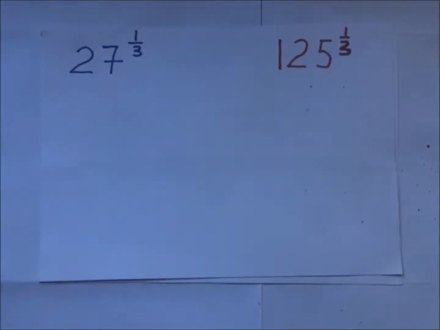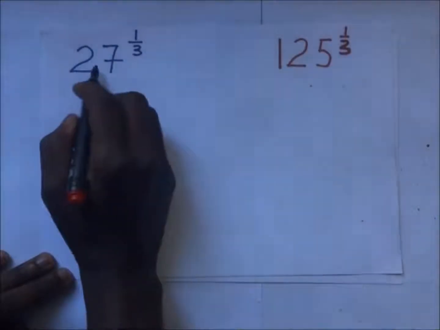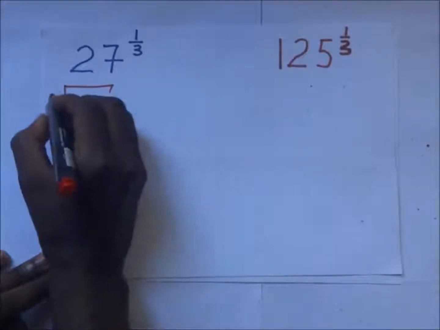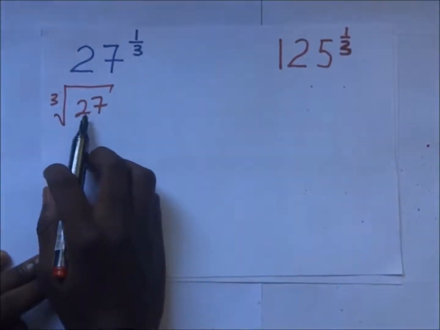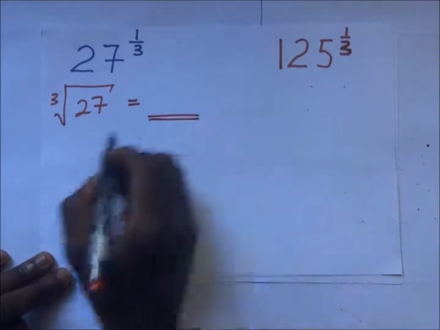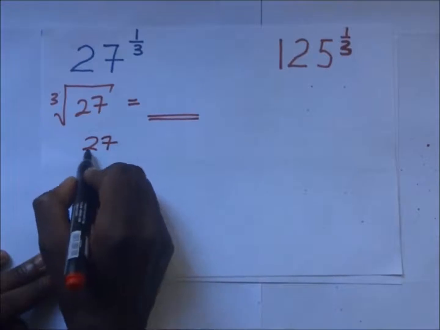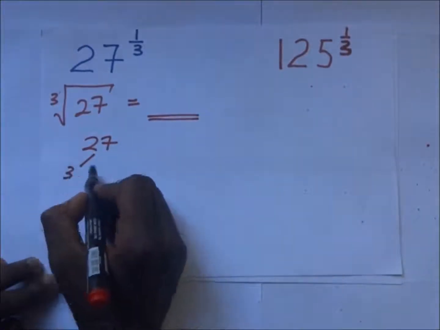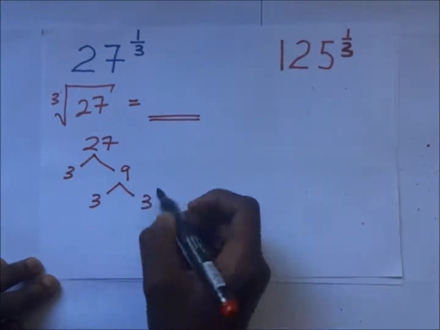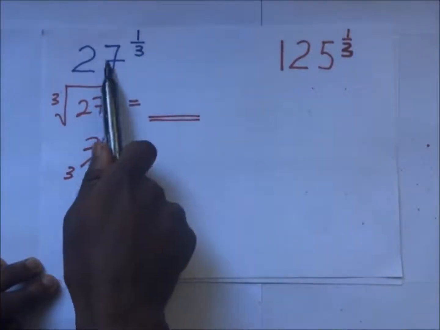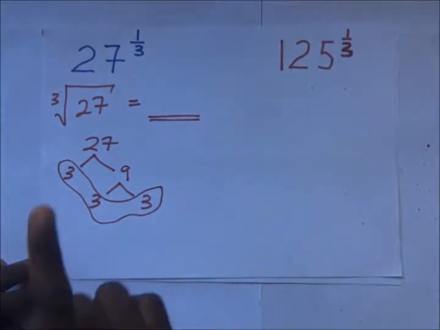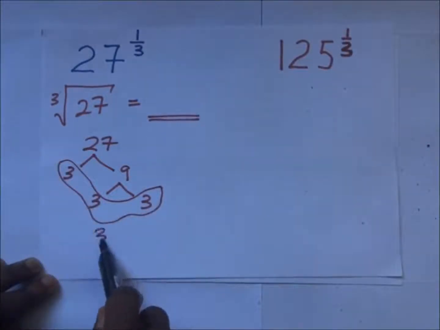27 to the power a third means it's going to be the third root of 27. So how do you get the third root of 27? You can either punch it in your calculator and you get your answer direct, or you can get it by calculating. Now 27 here, if prime factorized by 3, you have 9. By 3, you have 3. And since you're looking for the third root of 27, it means you're going to group these numbers in groups of 3s. And in each group you pick one number. So here we shall pick one number, which is 3.